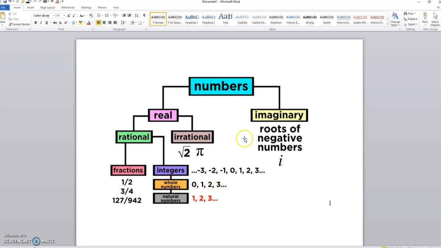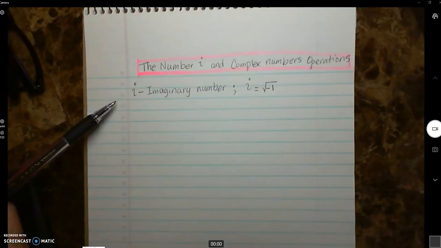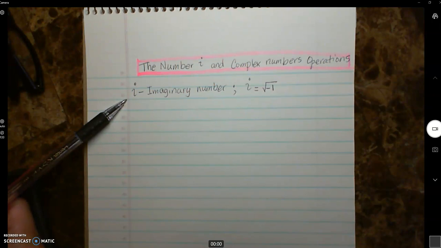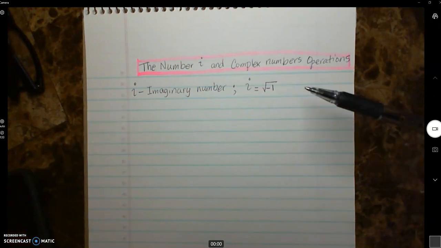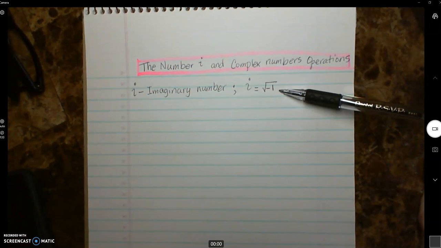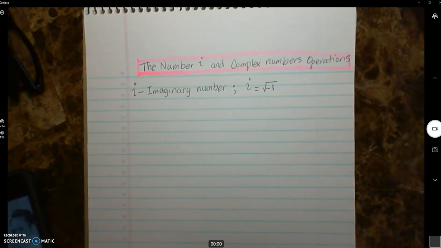Today, we are going to focus our attention on this part right here, which are the imaginary numbers, which is i. So i is an imaginary number, and i is also equal to the square root of -1. In this lesson, it is very important for us to derive the different equivalents of i. So let us begin. i to the 0 is equal to 1.